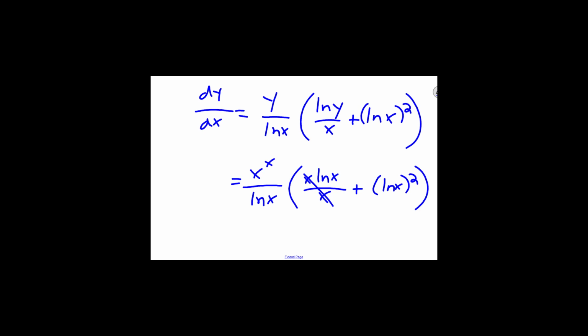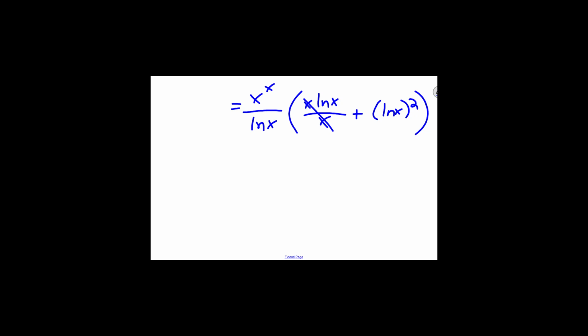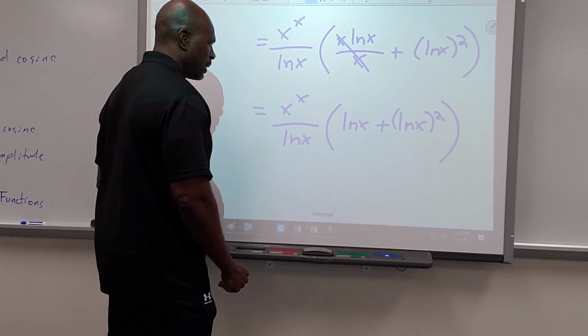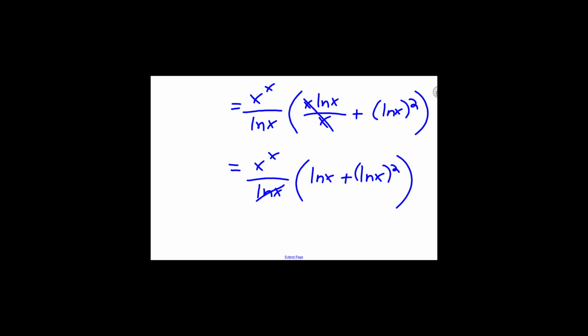So it looks like the final solution would be x to the x over ln x times ln x plus ln x squared. Well, I guess we can still simplify it, because if we multiply by this ln x, that'll become 1, and then that will become ln x to the first power. And then if we distribute the x to the power of x, it'll be x to the power of x plus x to the power of x ln x.